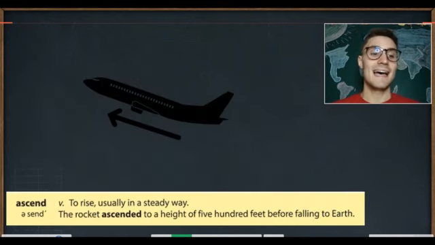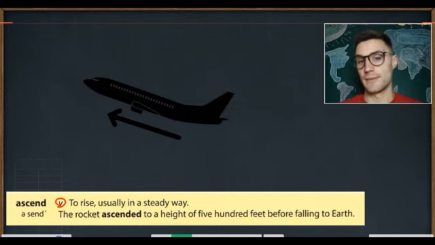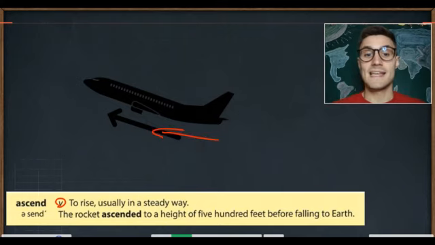Next, it's ascend. To ascend is to rise, usually in a steady way. The rocket ascended to a height of 500 feet before falling to Earth. The plane is ascending to 4,000 feet. Ascend.